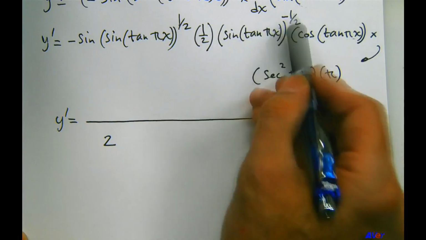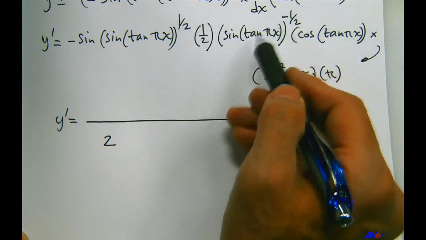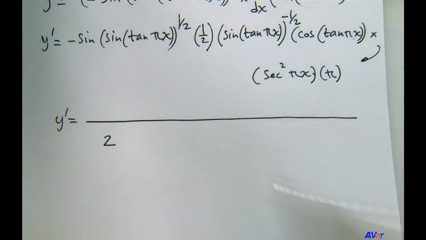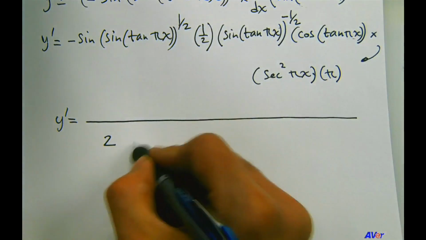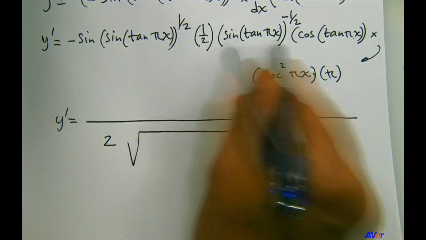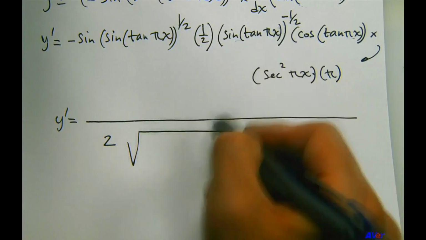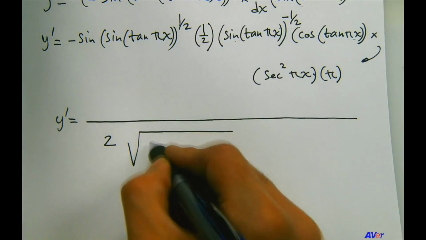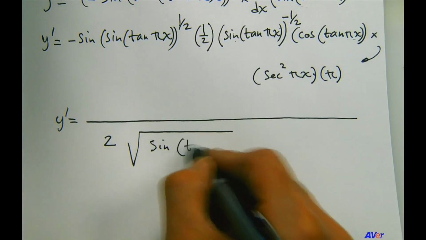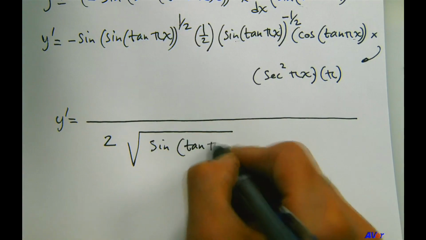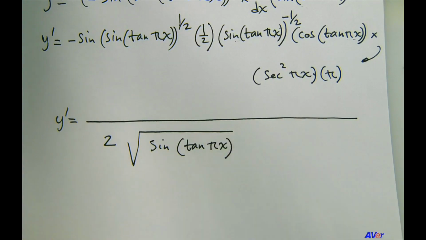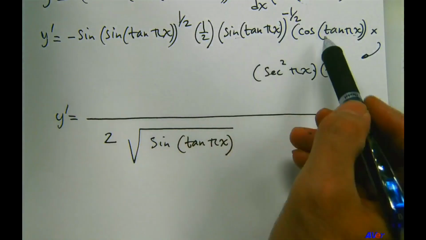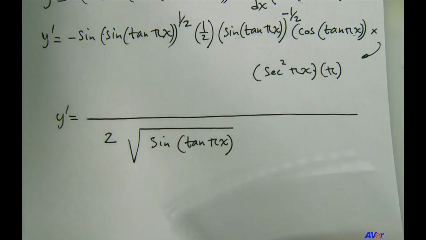Since we've been leaving it as fractional exponents, we can write this in radical form, just to get used to different answers. So 2 times the square root of that, right? That's the square root, but it's in the denominator, so this would be positive 1/2. So that's why it's the square root of sine of tangent pi x, like that. Okay, and now we have fewer terms for the numerator, which is nice.